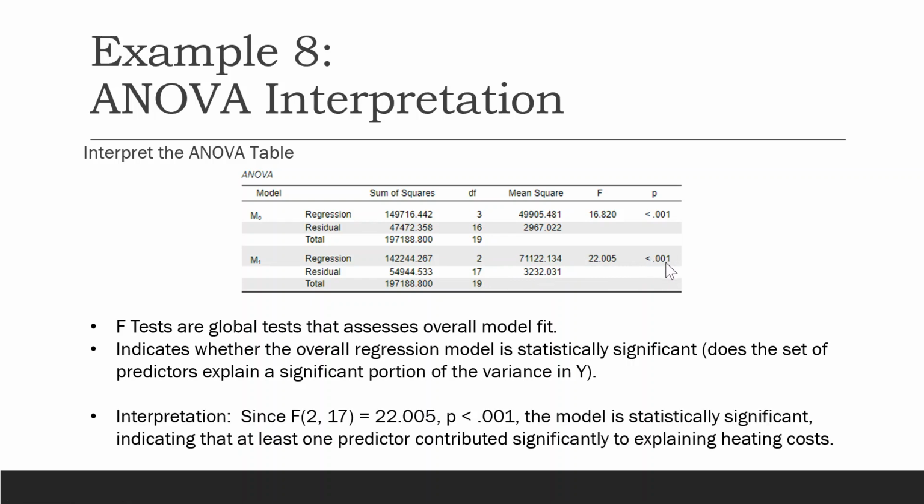And so our interpretation is that since we have this F statistic with this significant p-value, the model is statistically significant. This indicates that at least one predictor contributed significantly to explaining heating cost. All right. So we have a significant model basically. So I can go further and interpret the results for specific variables.